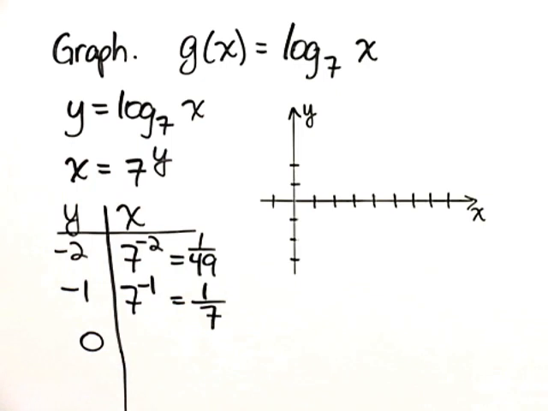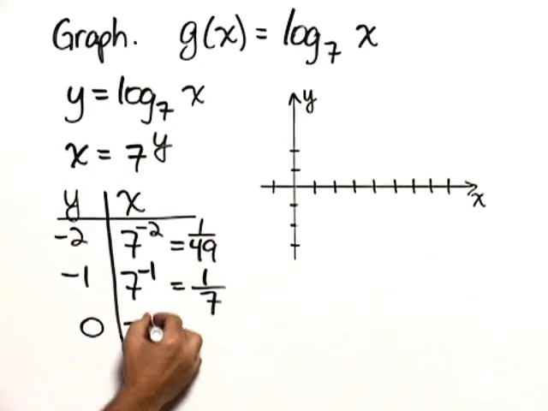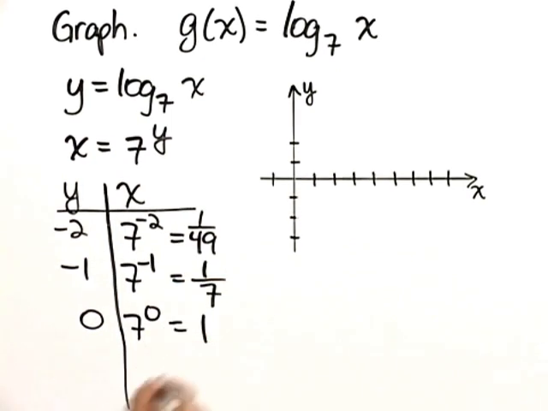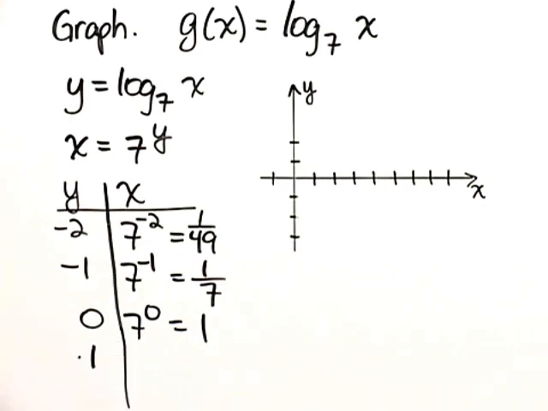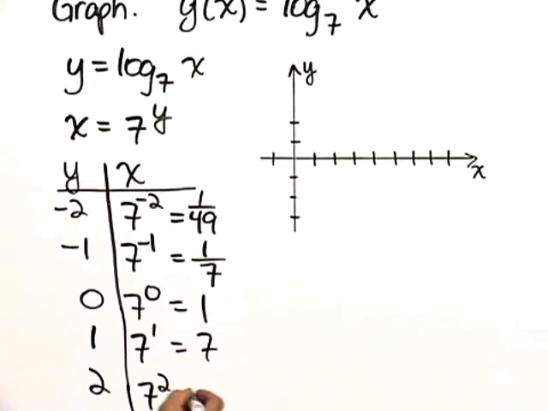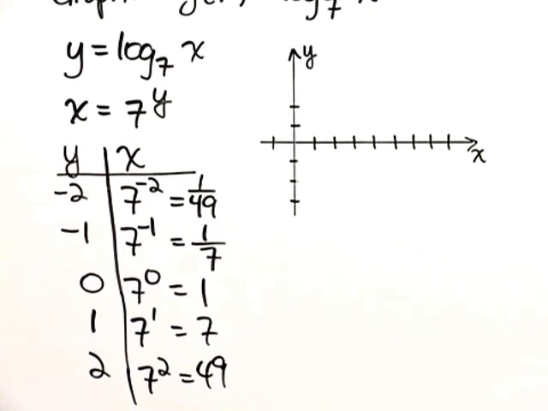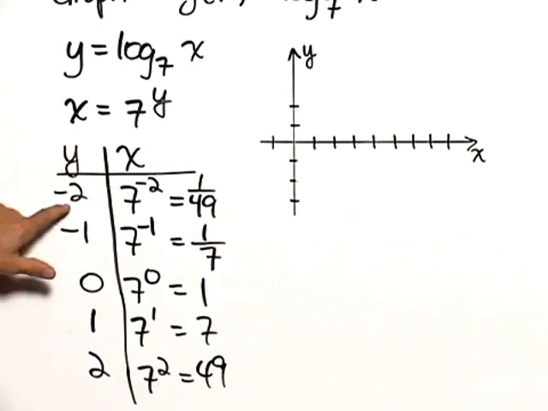Selecting 0 for y, we'd have 7 raised to the power of 0, which is 1. If we select 1 for y, then we would have 7 to the 1, or 7, and 2 for y would be 7 squared, which is 49. Let's now plot these points, remembering that this refers to the y value.